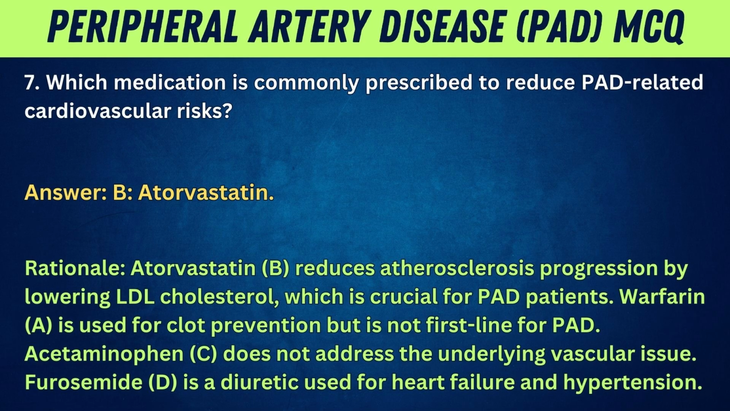Warfarin, A, is used for clot prevention, but is not first-line for PAD. Acetaminophen, C, does not address the underlying vascular issue. Furosemide, D, is a diuretic used for heart failure and hypertension.